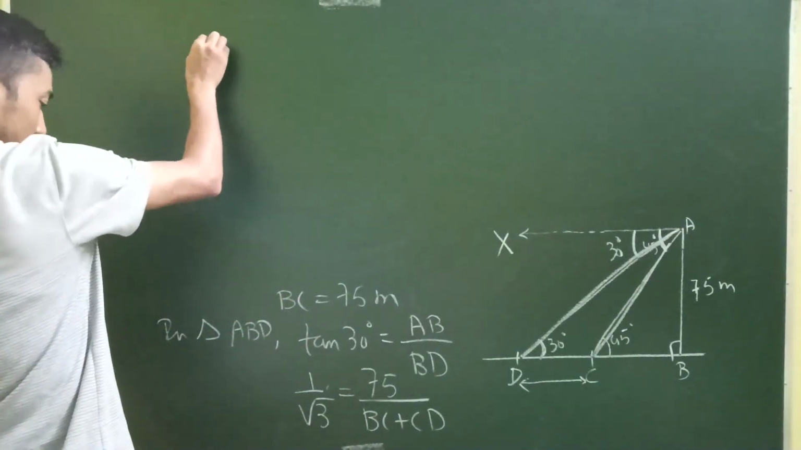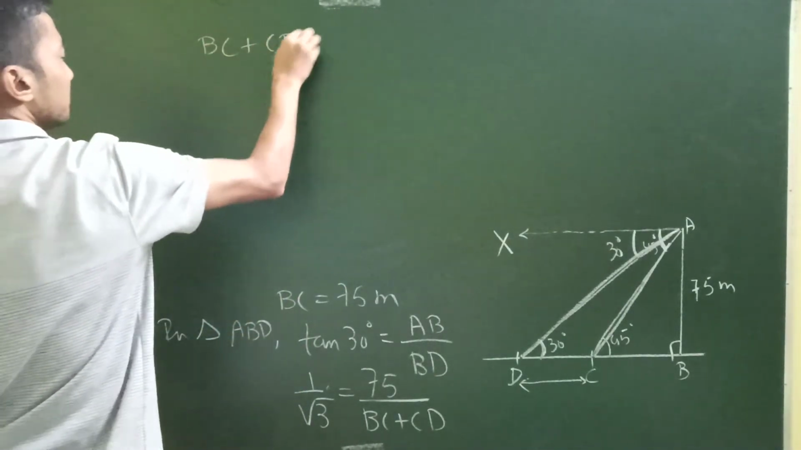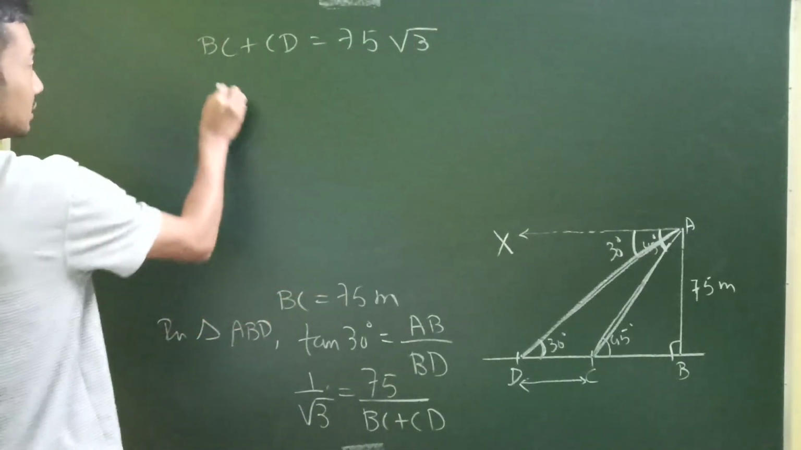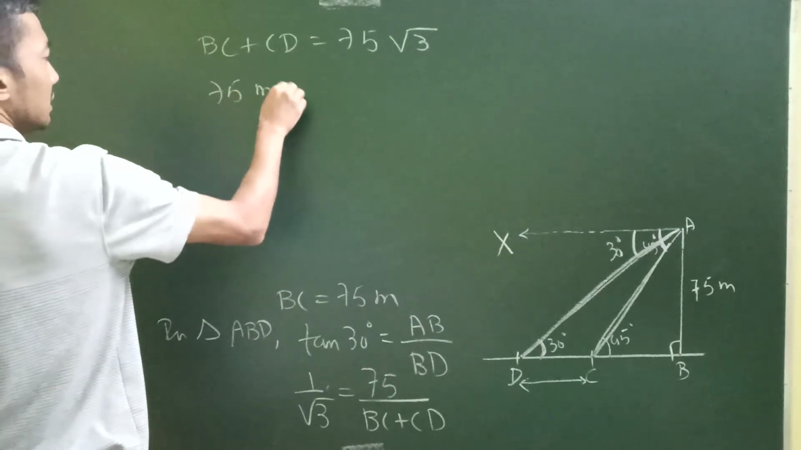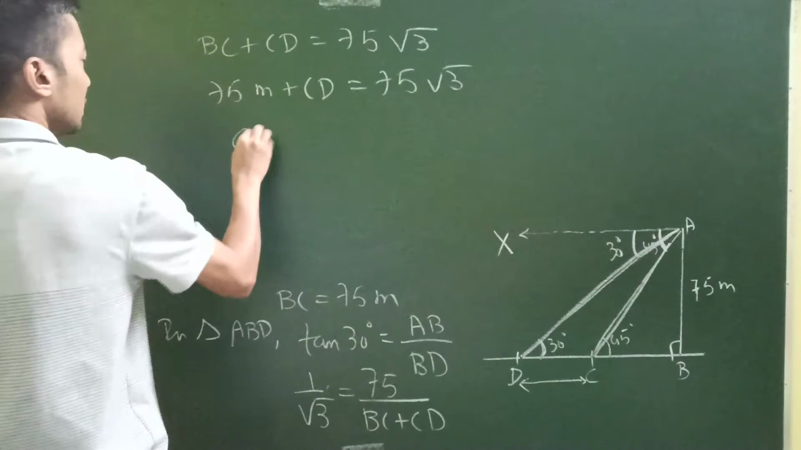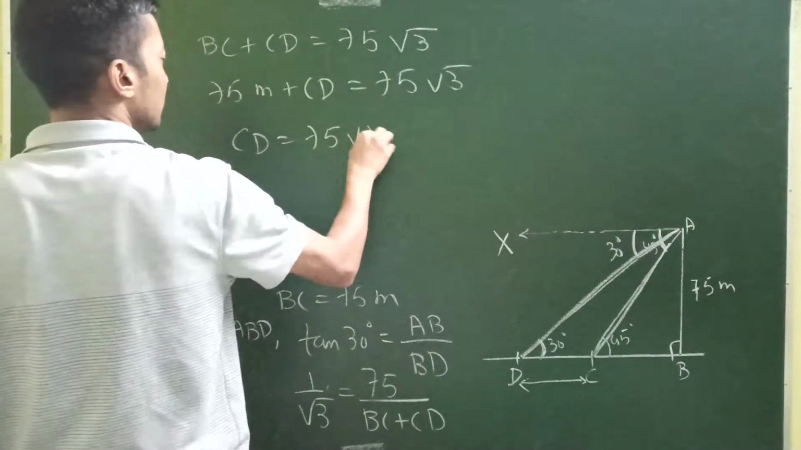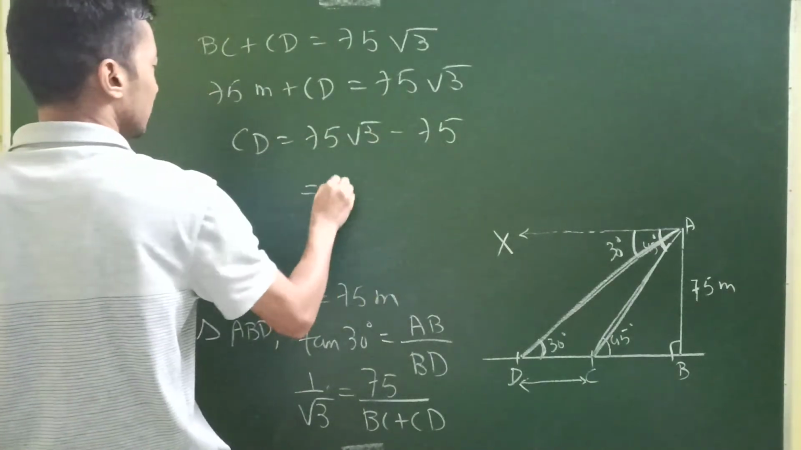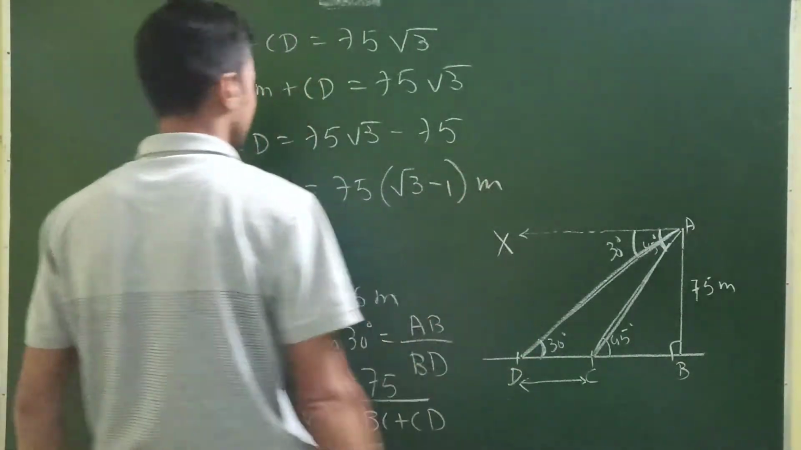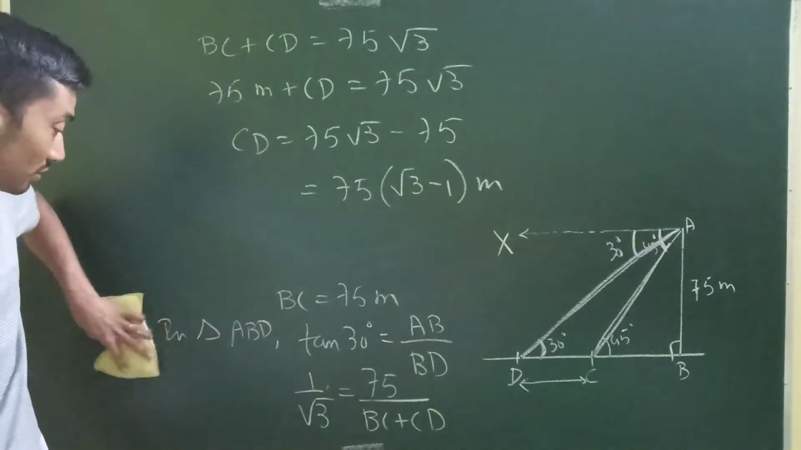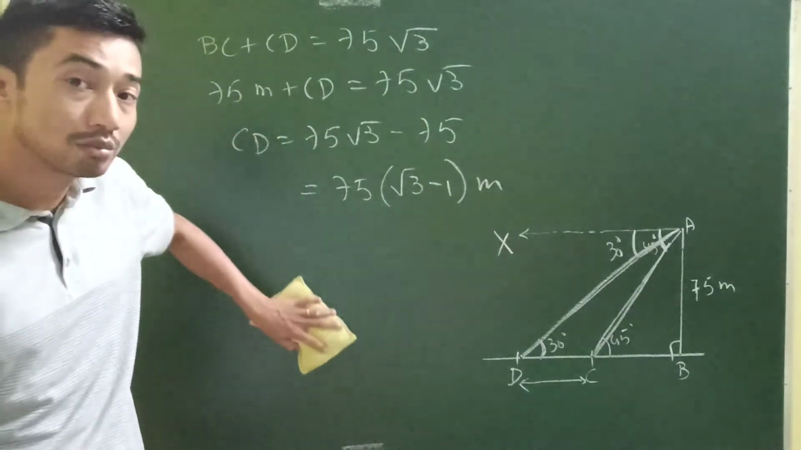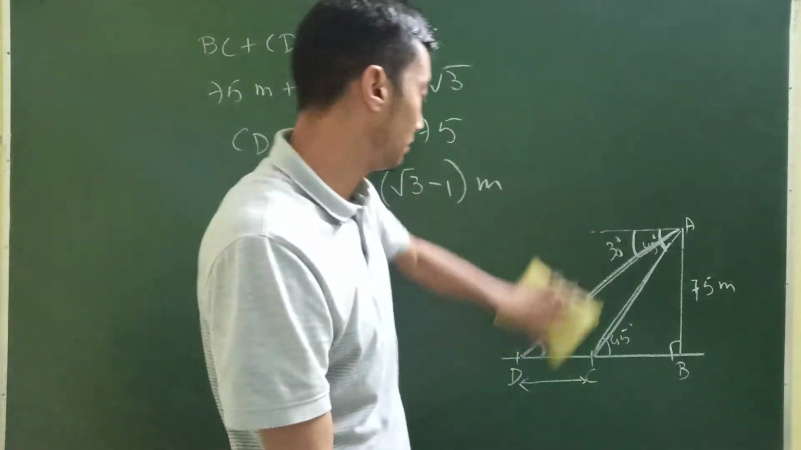So I'll just cross multiply. BC we already calculated, 75 meters. CD too we have to find out. So CD will be what? 75 root 3 minus 75. So 75 common, root 3 minus 1 meter. So that's CD, and that was what we were supposed to find out, the distance between the two ships. So that's it. So simple as that.